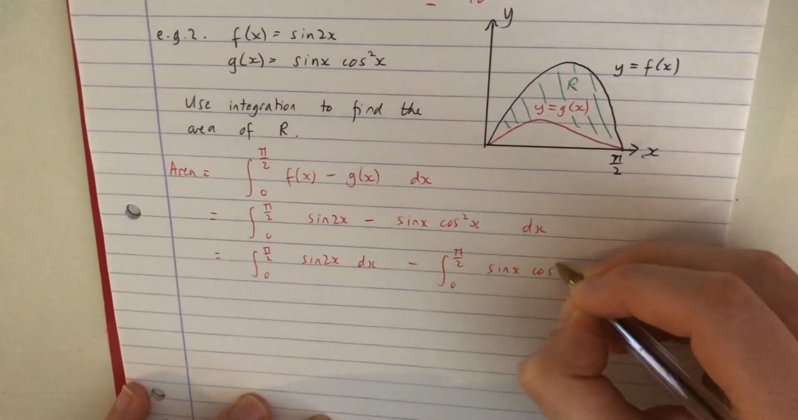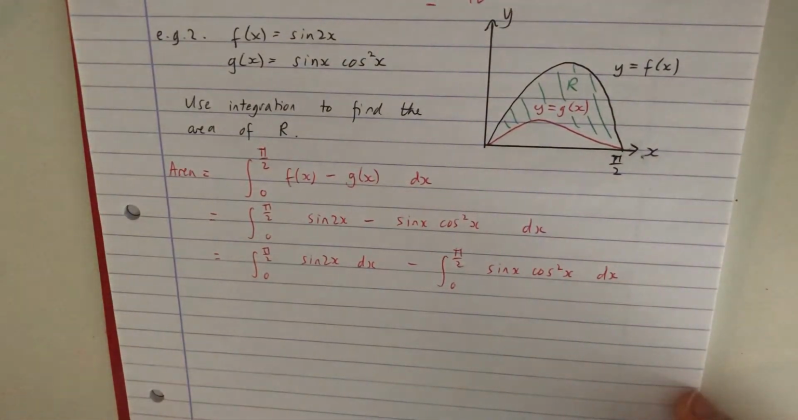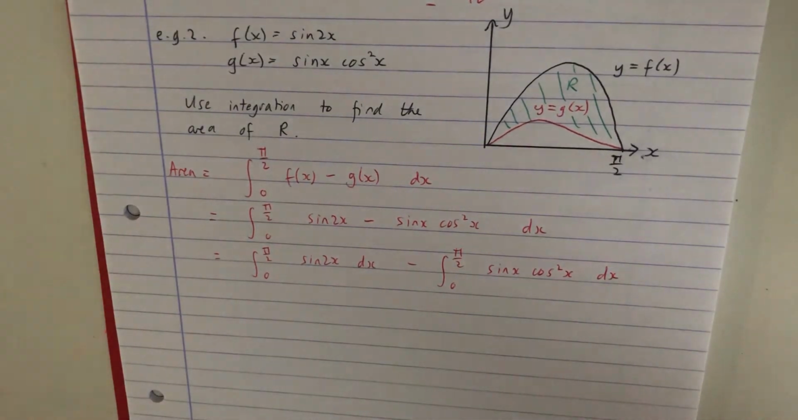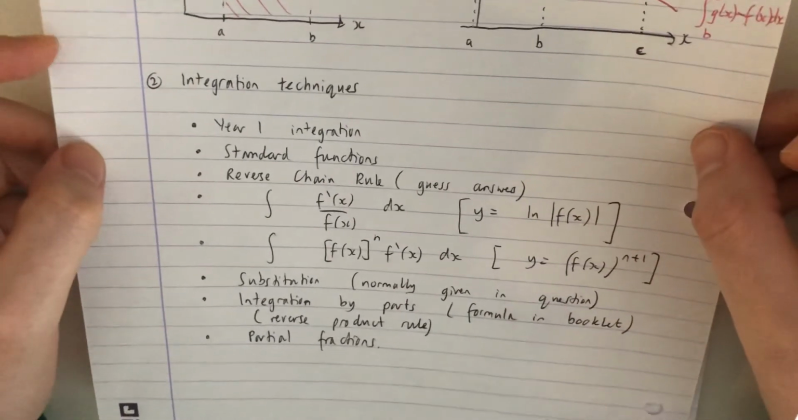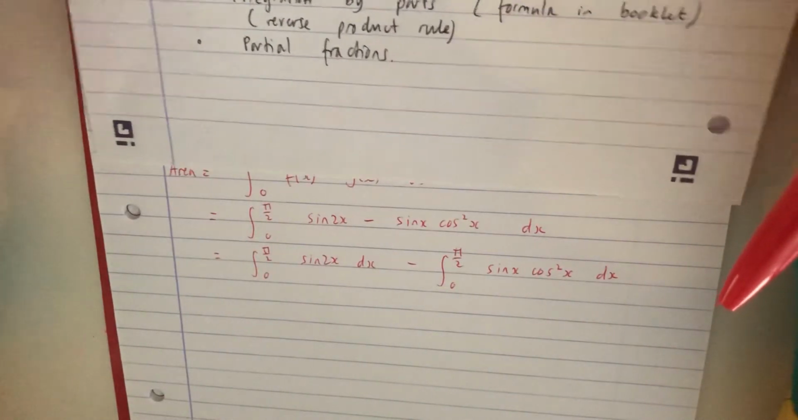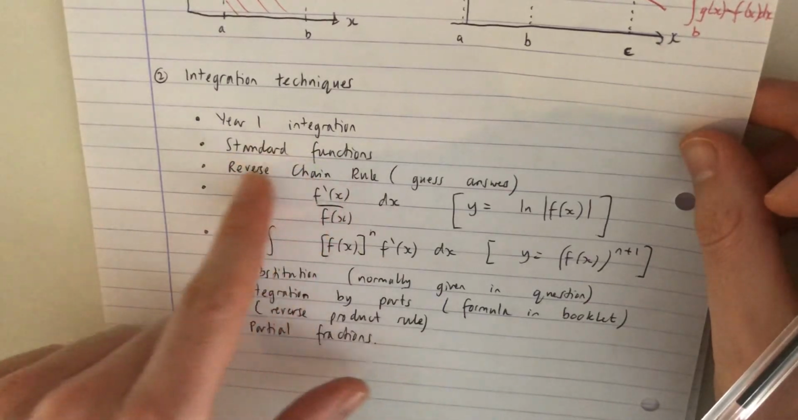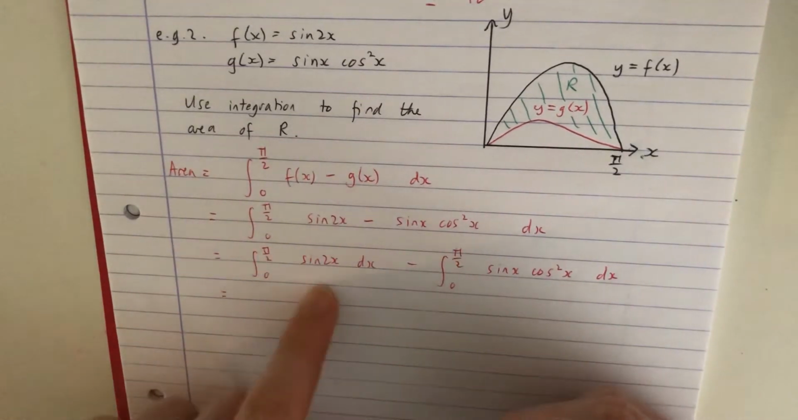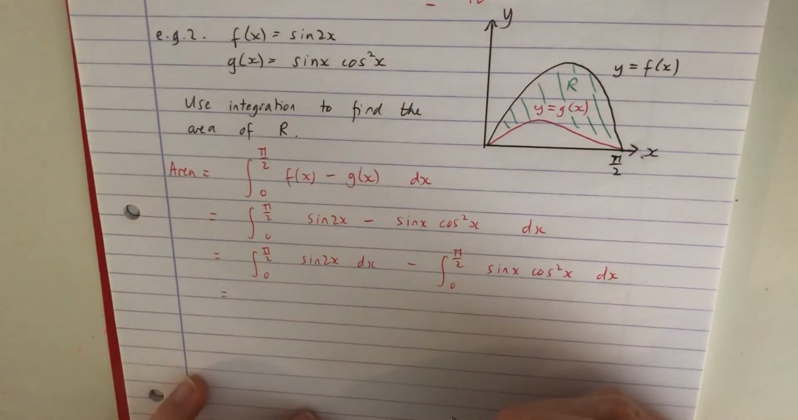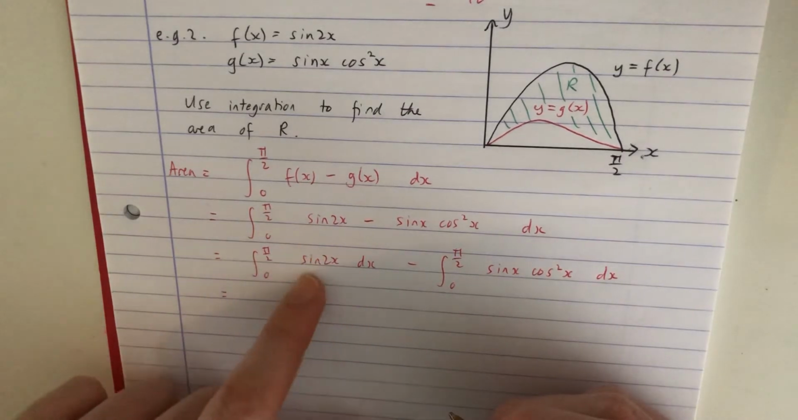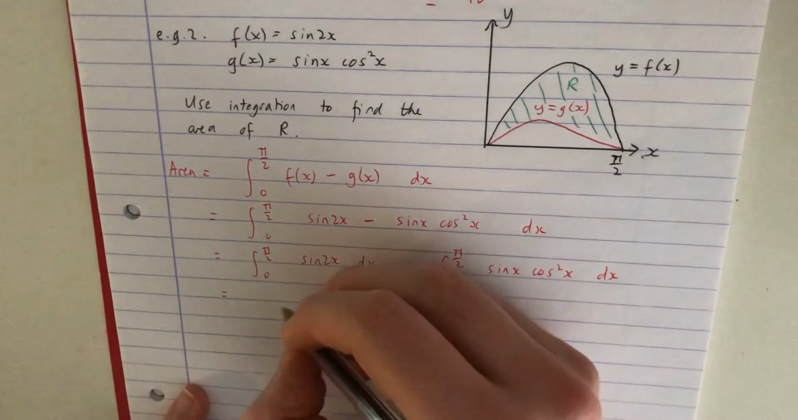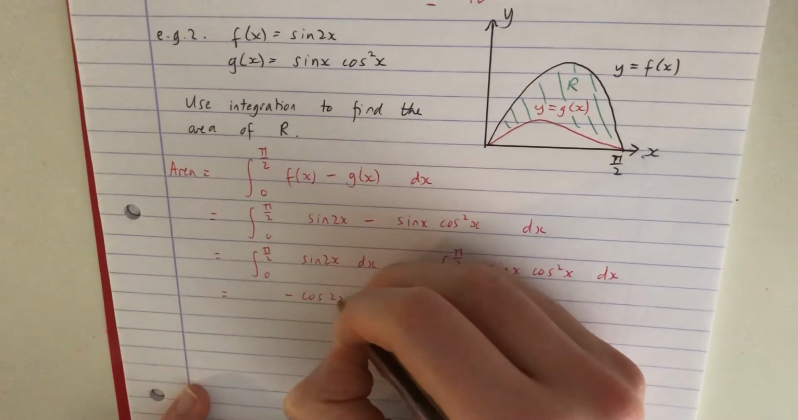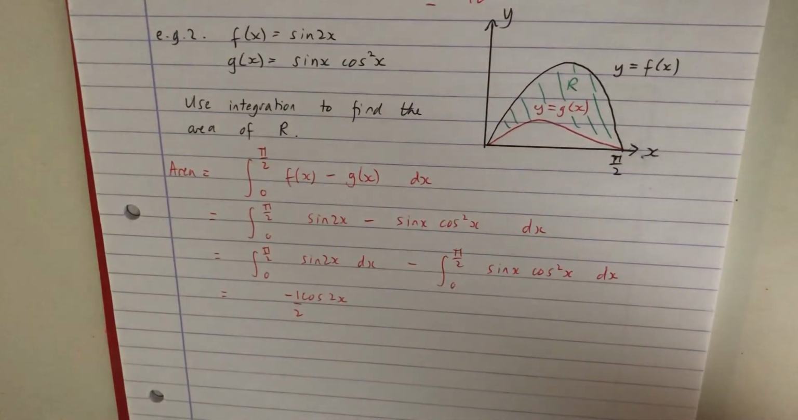Right, this one, if I show you back those different techniques, that one there, integrating sine 2x, is a combination of these standard functions and a bit of reverse chain rule. Okay, so you should know that if you integrate sine, it goes to minus cos, and because it's sine 2x, you'd have to divide by 2 as well. So I'd go to minus cos 2x, divide by 2, so minus a half, like so.